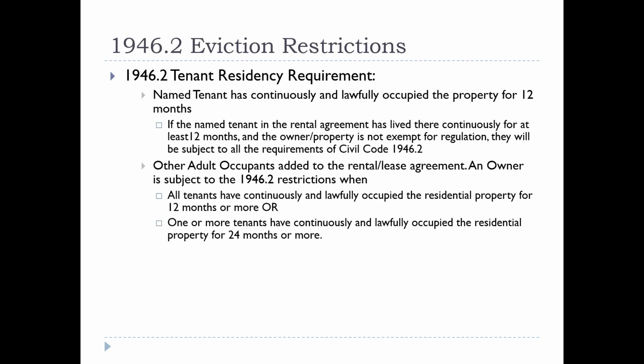What happens if you add more adult occupants to the rental agreement? Well, 1946.2 then says either all tenants have to continuously and lawfully occupy the residential property for 12 months or more, or at least one of those tenants or occupants has to occupy the property for 24 months or more. That means either all your tenants have to reside at the property for at least 12 months, or you have to have one tenant that lives there at least 24 months or more. If you have that situation and you don't have an exemption to 1946.2, eviction control is going to apply. And we'll cover that next.